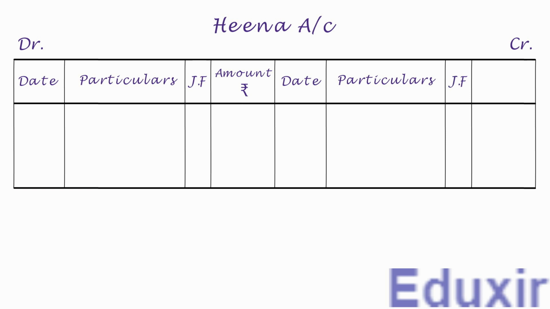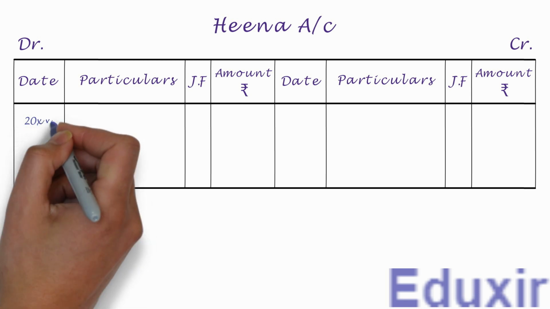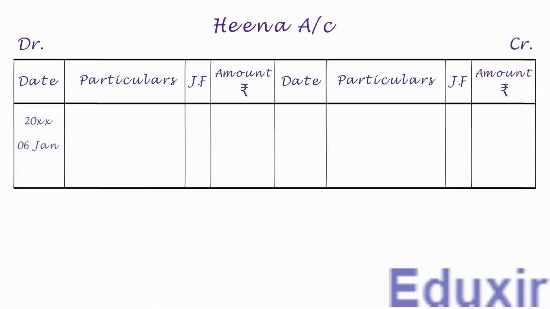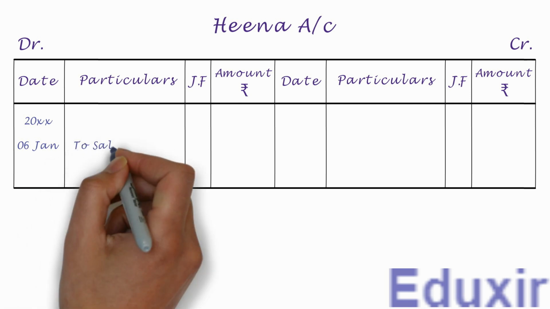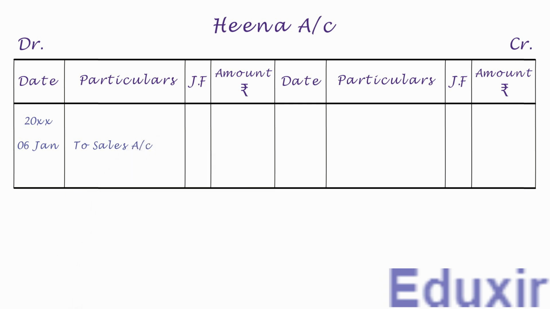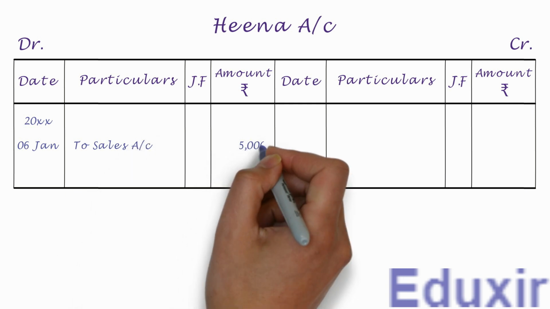Let us have the same columns on the credit side also. Now on the debit side, let us first write the year in the date column. Let us now write the date. We need to write to sales account into the particulars column. Let us write the debit amount of 5000 rupees into the amount column.